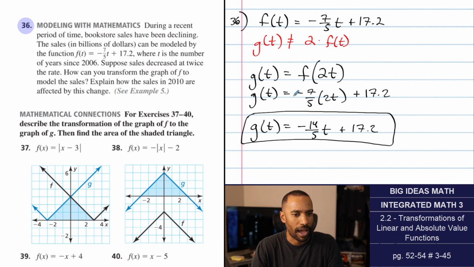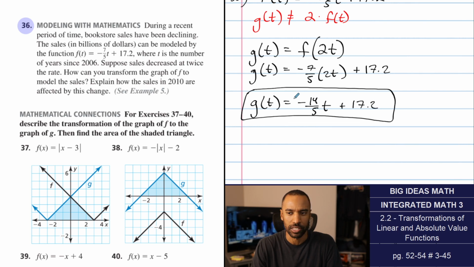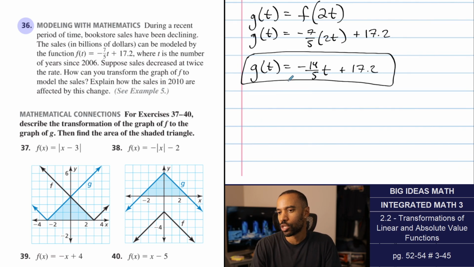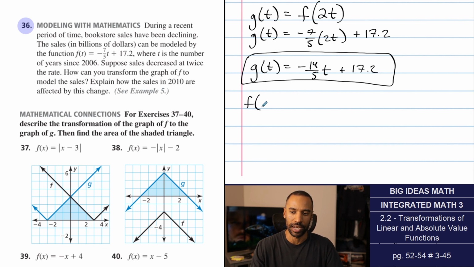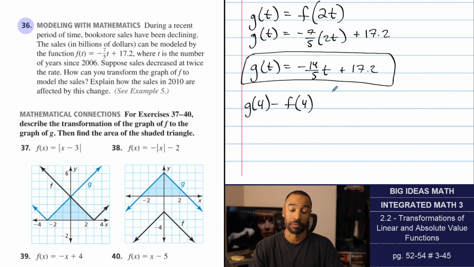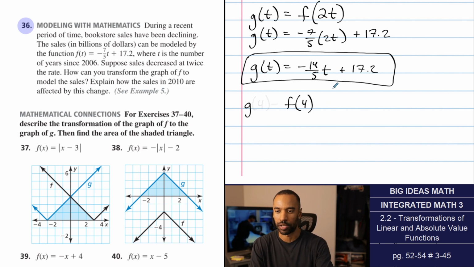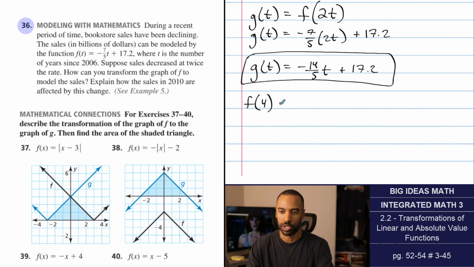How can you transform the graph there? Explain how the sales of 2010 are affected by this change. So what I suppose you want to do is look at the difference between f and g at, not 2010, because 2006 was the year, so f of 4 and g of 4. Let's look at what g of 4 minus f of 4 is, how it changes your difference in sales overall. I'm writing this all wrong. Let me just write f of 4 equals, g of 4 equals, and then do it that way.